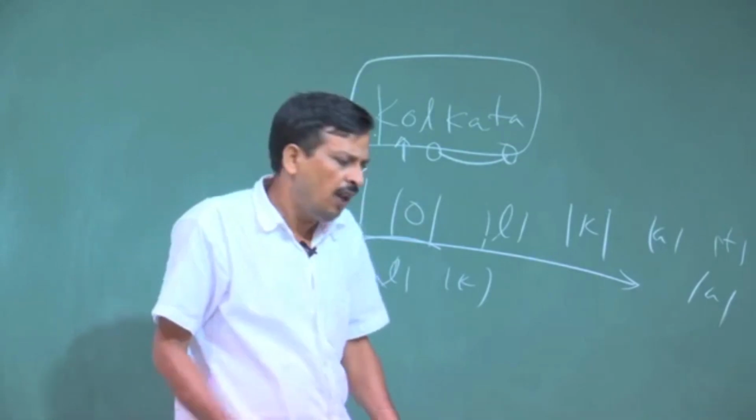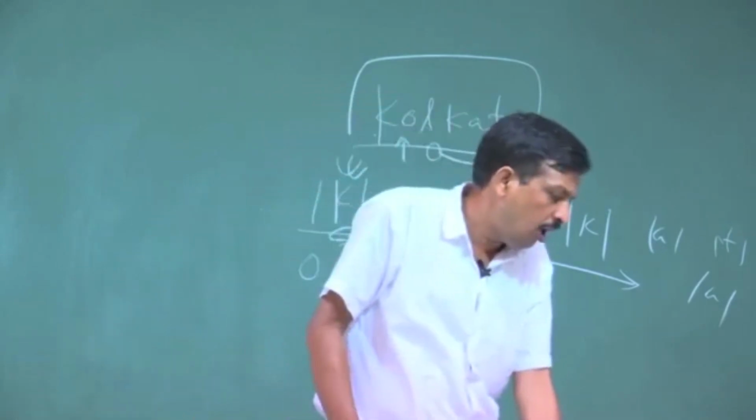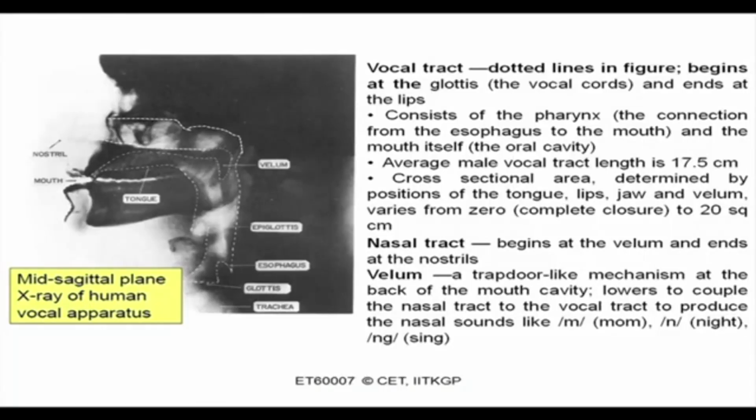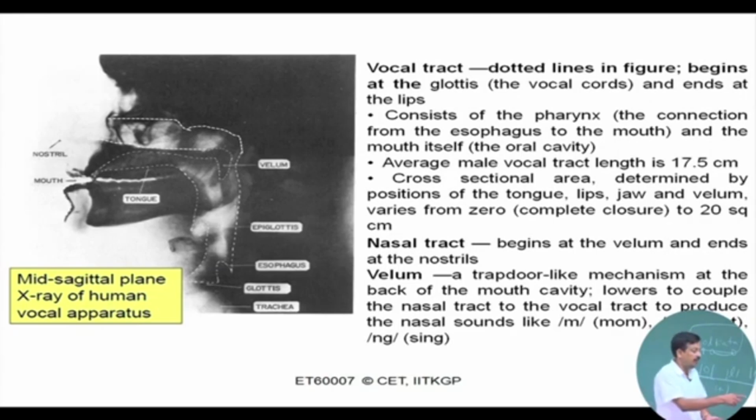Okay. Now, let us look at how the human vocal tract looks. This is the X-ray of the human vocal system, the whole system. There are vocal cords and there is a tube, the articulatory tube. The whole system's X-ray looks like this.